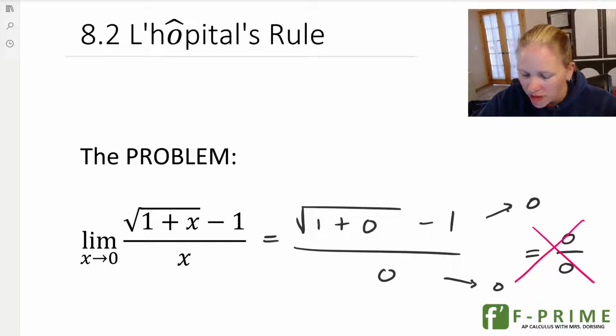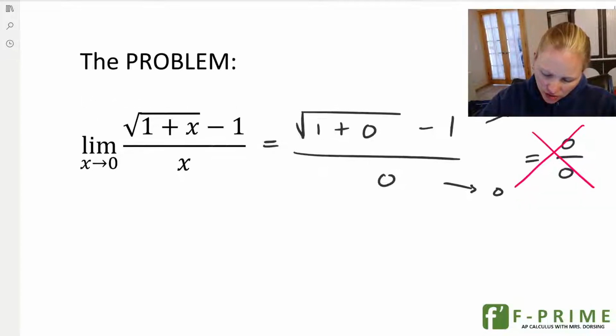And here's why. 0 over 0 is not an actual number. When you say that something is equal to something, you need to be able to say that it's equal to a value or equal to a number. Never ever say equals 0 over 0. Another similar problem is that if we were to approach a different number like infinity, we would get a similar situation where we would have infinity divided by infinity. Well, infinity is a concept, not a number. So when we're talking about infinities, we can't say equals infinity or equals infinity over infinity.